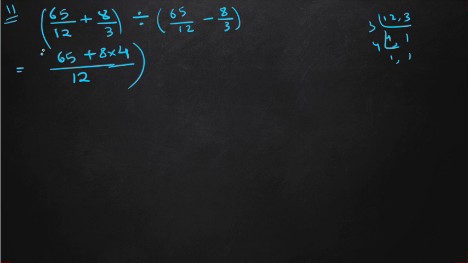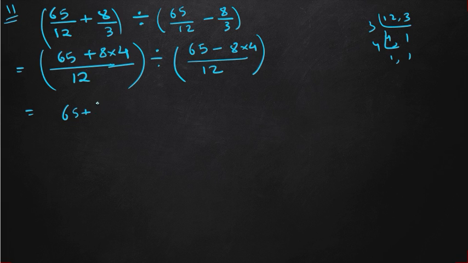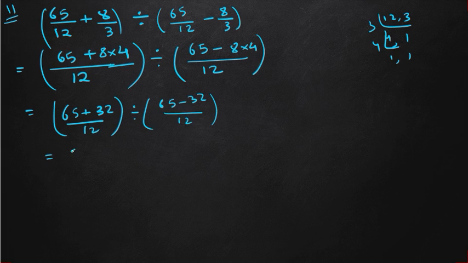And I guess there is a subtraction here. So again we need to take the LCM. The LCM of 12 and 3 is 12. So 65 minus 8 into 4 is 32. So the answer will be 65 plus 32 by 12, divided by 65 minus 32 by 12. So 65 plus 32 is 97, so 97 by 12 divided by 65 minus 32, which will be 33 by 12.